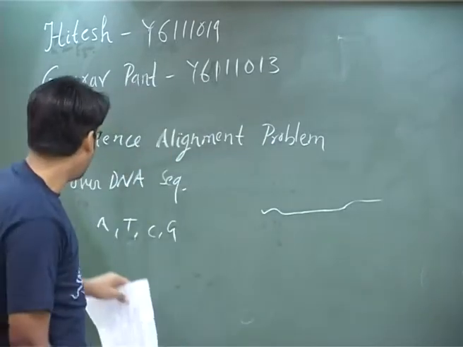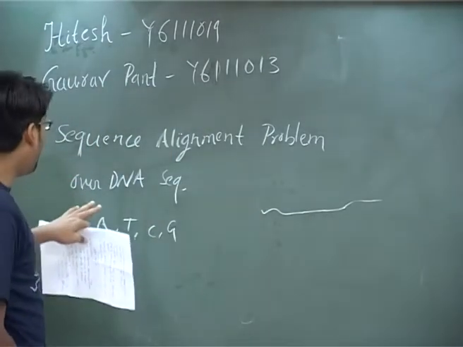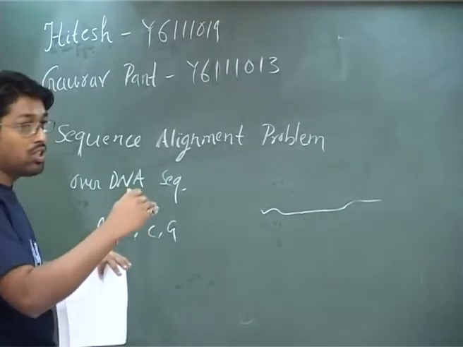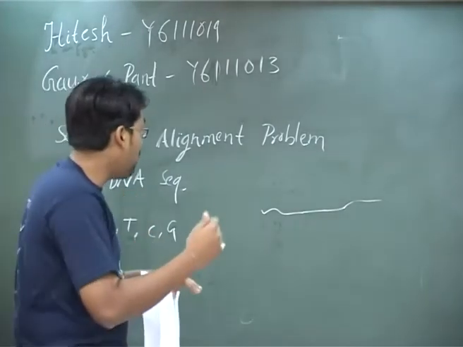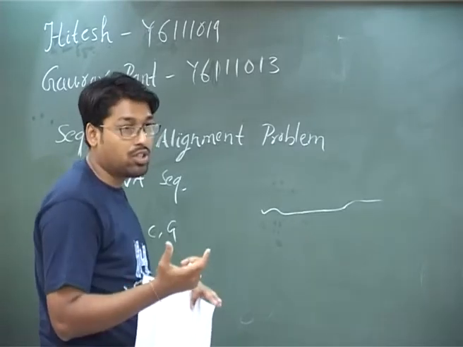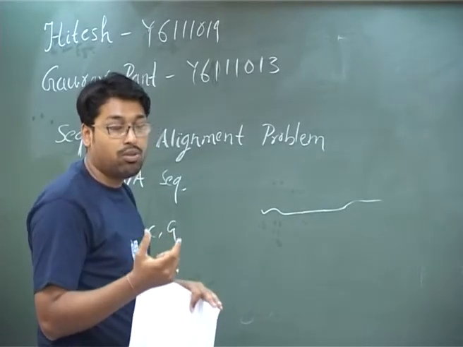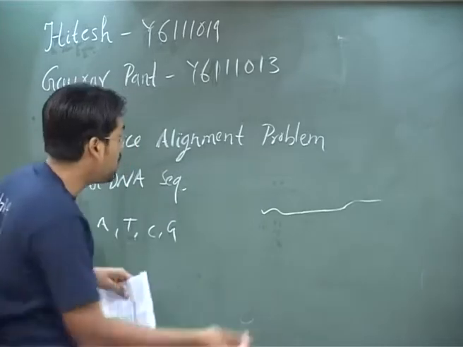So here, first of all, if I want to compare two sequences, there is the very basic concept of Hamming distance. But here's the problem. There is some problem in Hamming distance. Just consider the sequence.